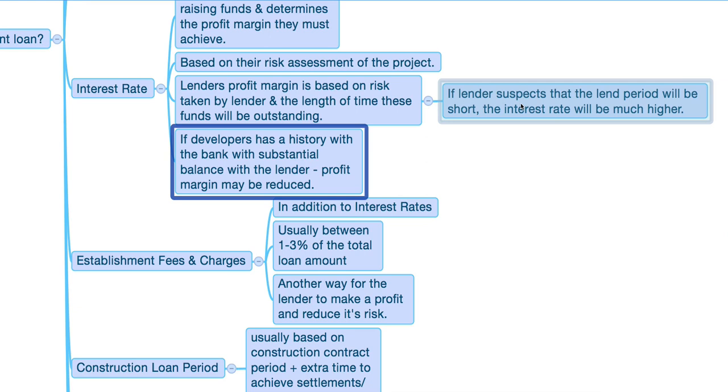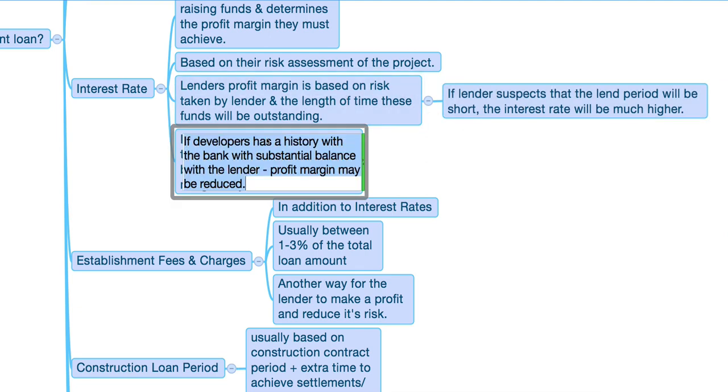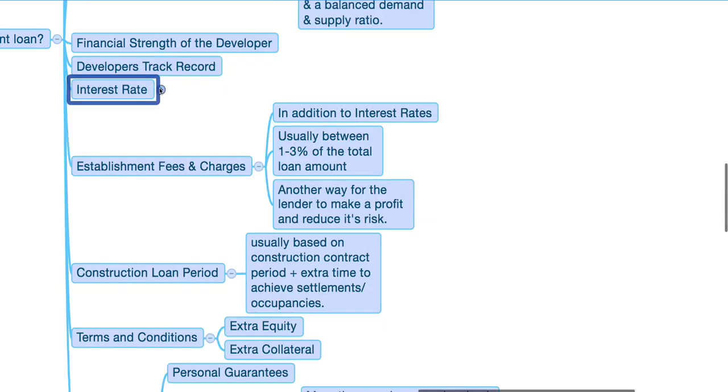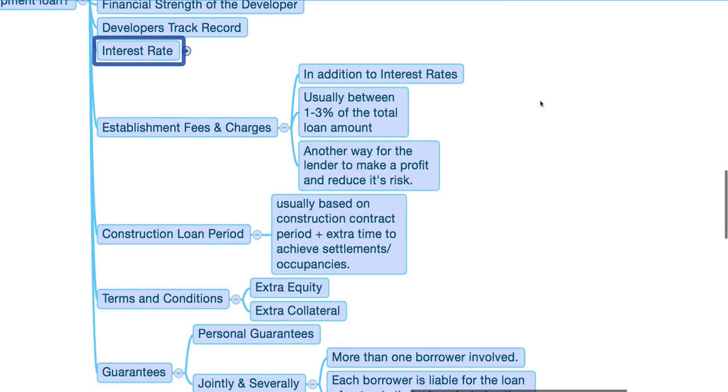If developers have a history with the bank with substantial balance with the lender, profit margin may be reduced. So obviously, if you've got a history with the bank, they will look at it more favorably.